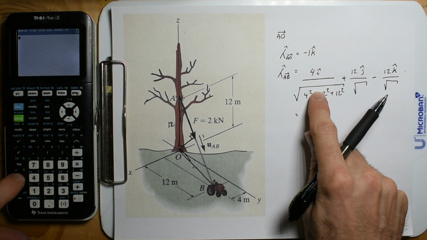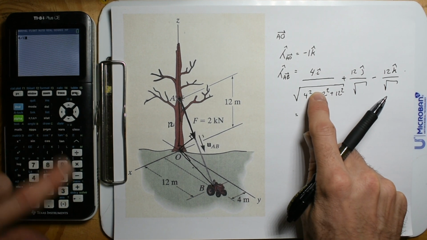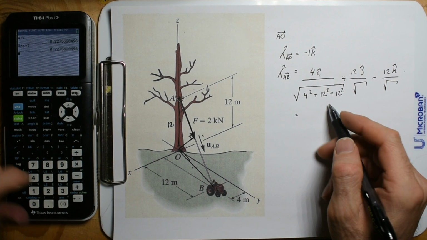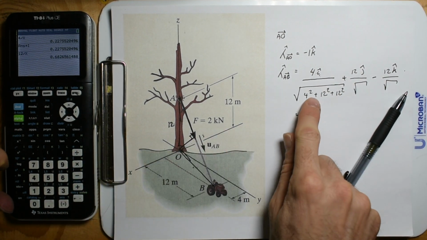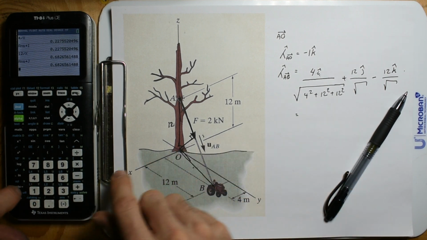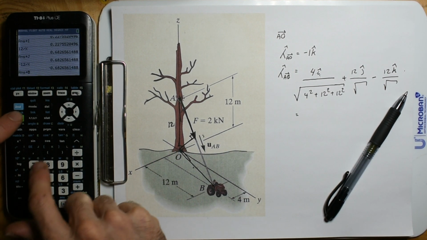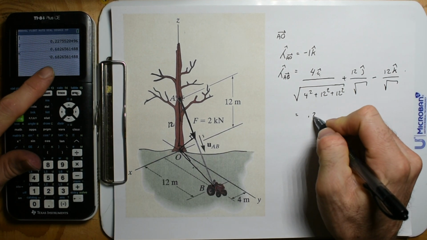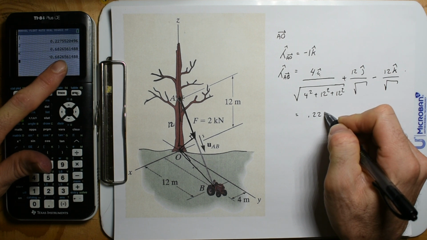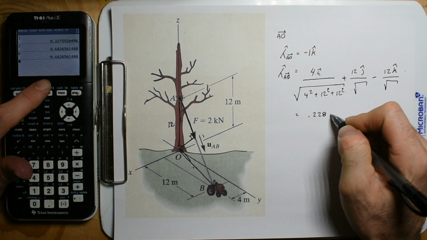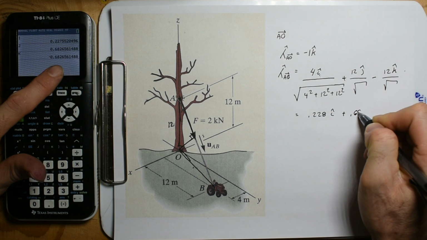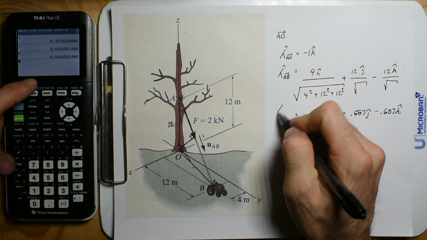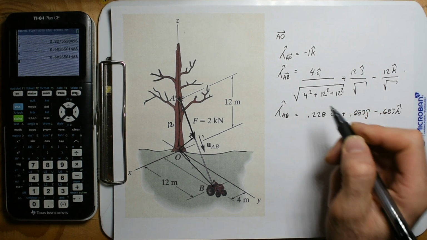So I stored this value as x in my calculator. So 4 divided by x. And what I like to do is store this as alpha I, it's the I component. Cool. And then I'm going to do 12 divided by this magnitude, store that as alpha j. And then negative 12 divided by that, stored as alpha k. Sweet. So now here's alpha I, alpha j, alpha k. So we have 0.228i plus 0.683j minus 0.683k. So this is the unit vector from A to B.